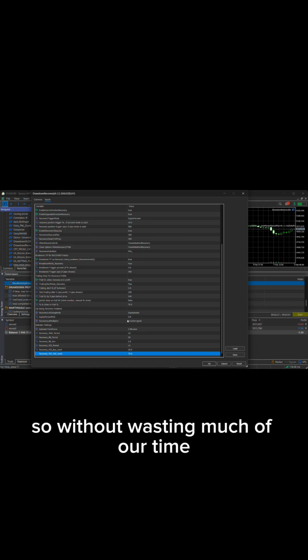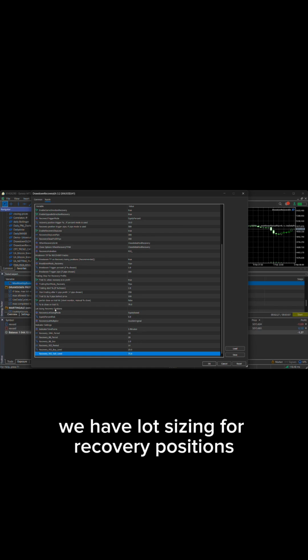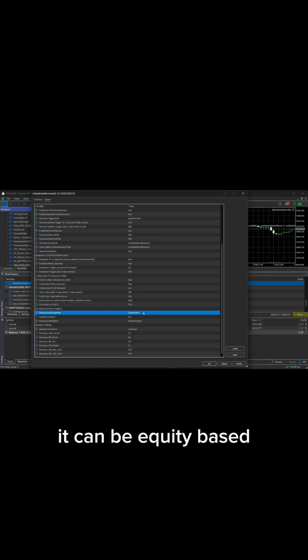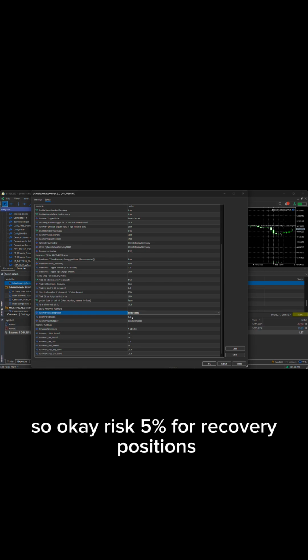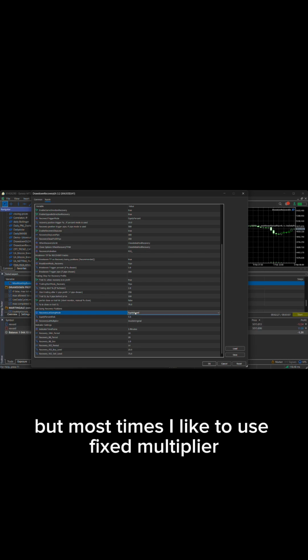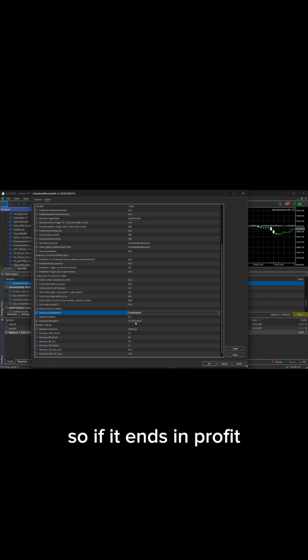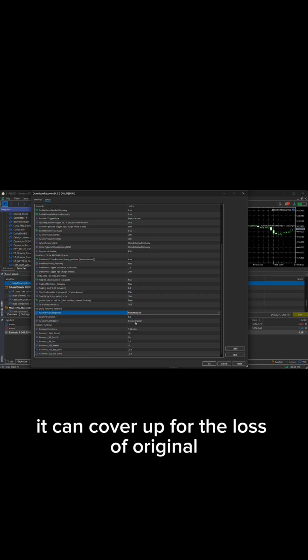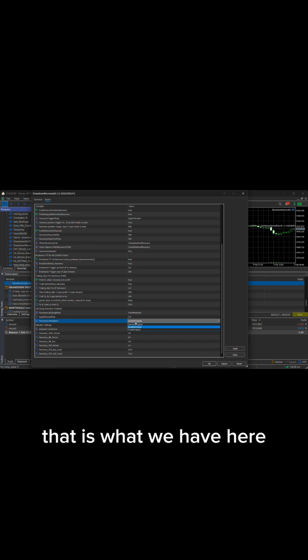So without wasting much of our time, we have lot sizing for recovery positions. It can be equity based. So okay, risk 5% for recovery positions, but most times I like to use fixed multipliers. So okay, just double the original. So if it ends in profit, it can cover up for the loss of the original. That is what we have here.